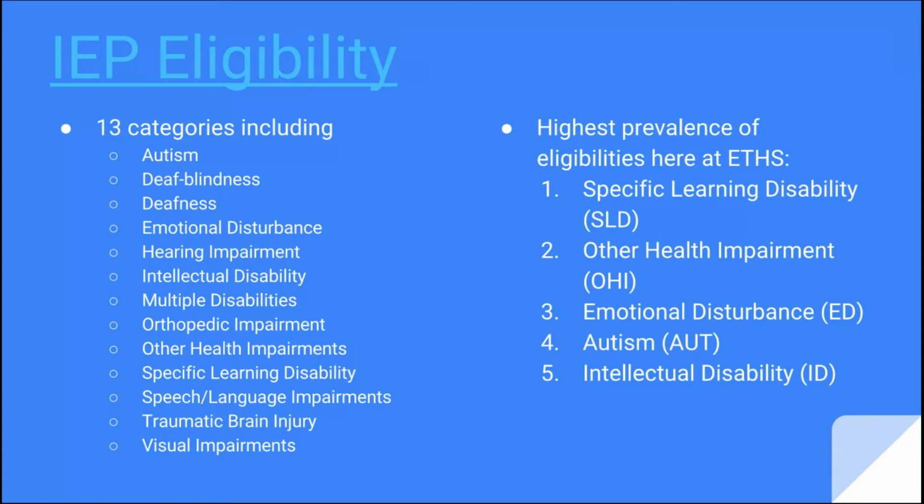The 5 most prevalent categories under which students receive special education services here at ETHS are specific learning disability, or SLD, other health impairment, or OHI, emotional disturbance, or ED, autism, and intellectual disability, or ID. If you would like to learn more about the eligibility categories or the factors considered in determining a specific eligibility, please visit the ISBE website.